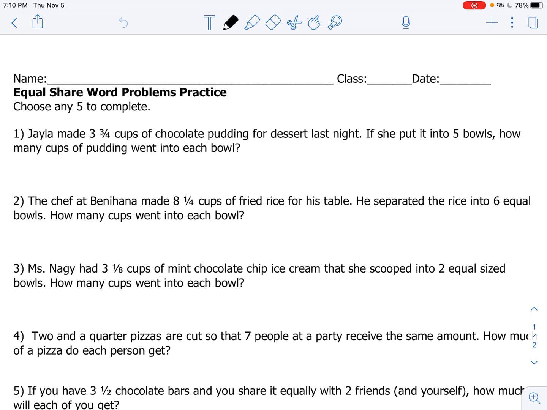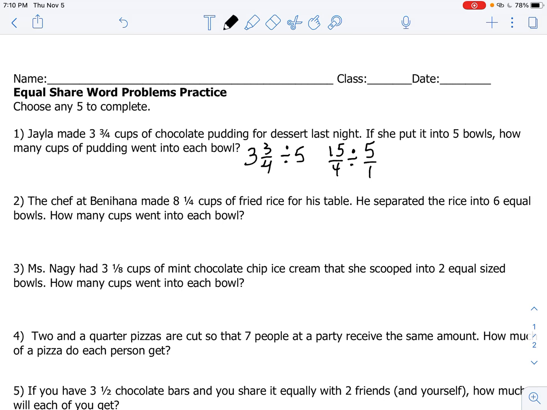Jayla made 3 3/4 cups of chocolate pudding for dessert last night. If she puts it into 5 bowls, how many cups of pudding went into each bowl? So we're going to take the total amount of pudding that she made, that's the 3 3/4, and we're going to split it equally between the 5 bowls. So we're going to be dividing. We're going to change that mixed number into an improper fraction, so 4 times 3 is 12, plus 3 is 15, so that's 15/4, and then we're going to divide that by 5/1.